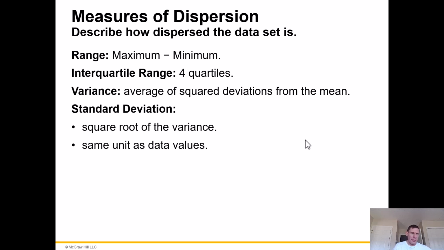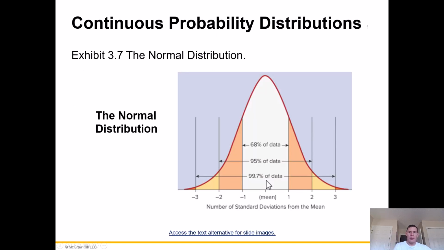And then with respect to the standard deviation, it's simply the square root of the variance. And of course, it would be expressed in the same unit as the data values. For continuous probability distributions, this of course is the normal distribution.